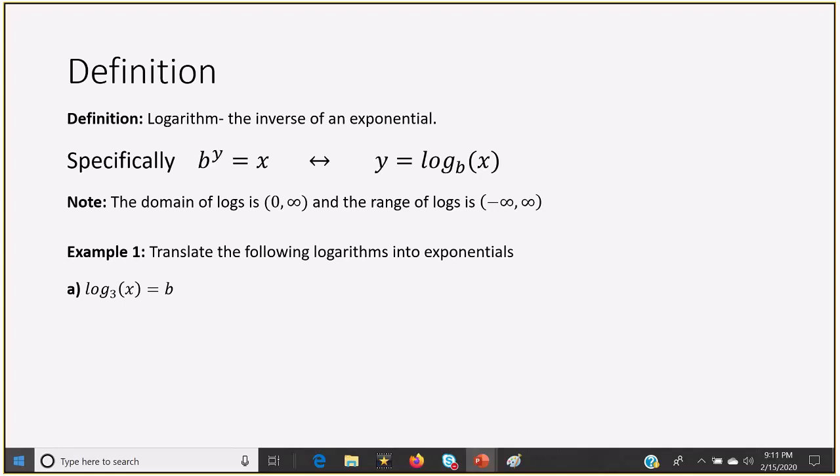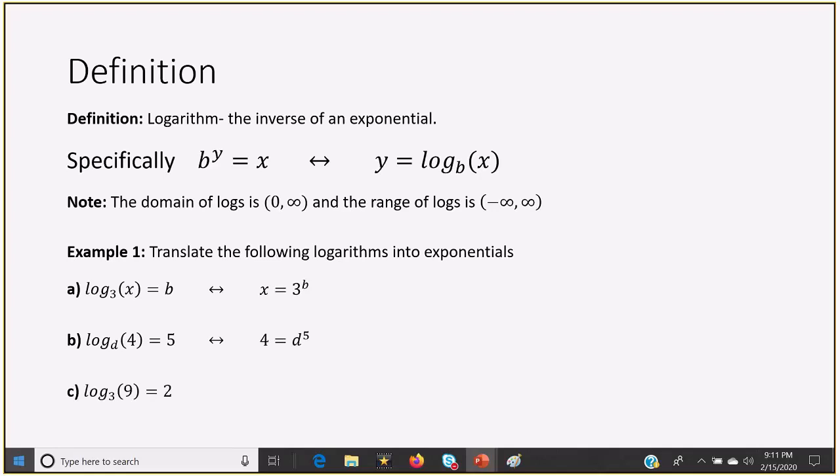Well, I look up at my translation on the top of this slide, and to get a logarithm to an exponential, I swing that little number, that tiny number, over to the other side. And so in this case, I would have 3 to the b, and then I'm solving for x. And here I have log base d of 4 is equal to 5. I will move my d to the other side. My right side will become d to the 5th, and I'm left with just a 4 on the other side.